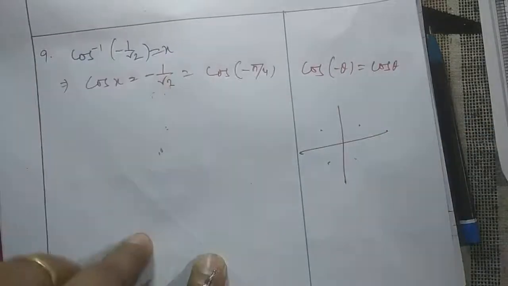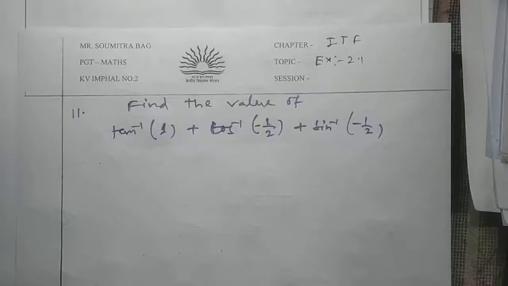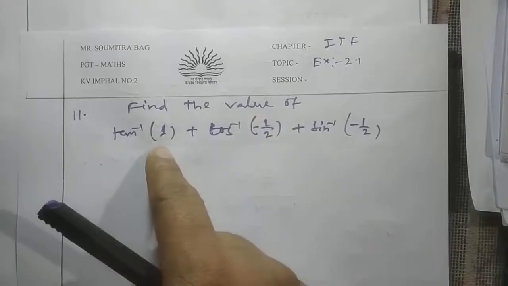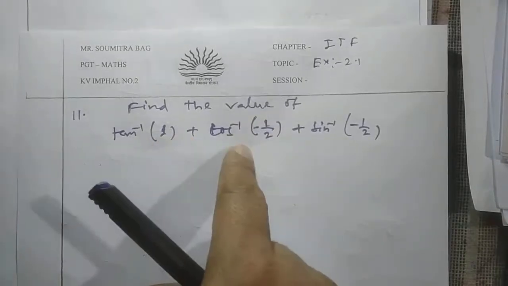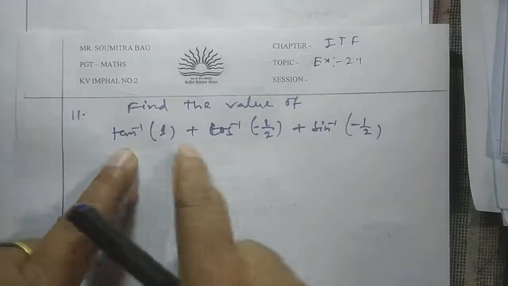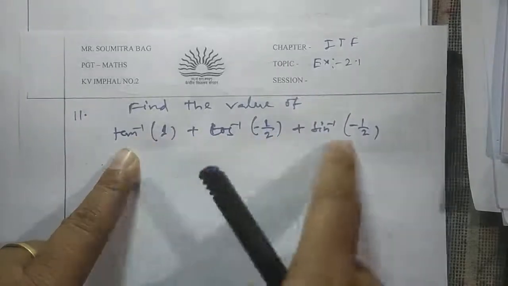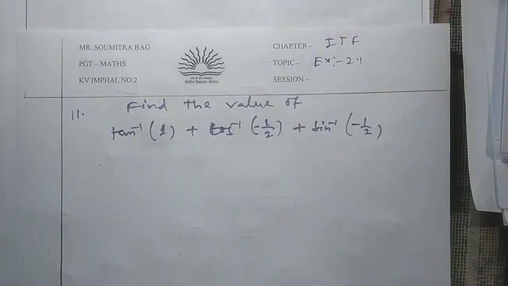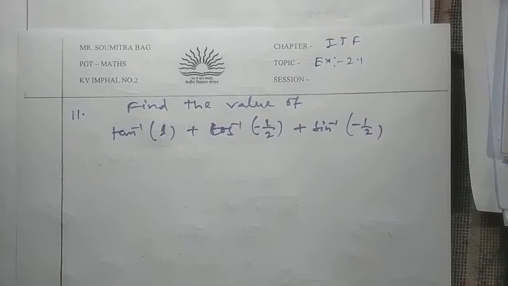Understood? Now let us come to question number 11. First let us see what is told here. Find the value of tan inverse 1 plus cos inverse minus half plus sin inverse minus half. Here it is clear the three ITFs are given separately. After the previous maths, we have found the PV for a separate ITF.